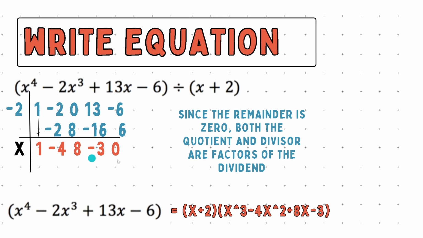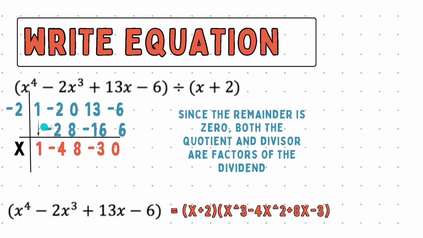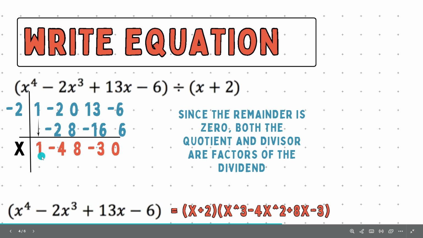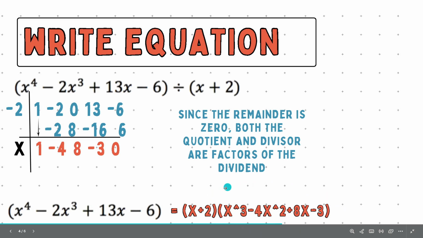So now what we're going to be doing is rewriting our new equation. Using these values, since we divided by x, we're going to just reduce and simplify each one of these exponents. So over here it's going to be x to the power of 3, -4x to the power of 2, 8x minus 3. So that's where I got this equation from over here. And since it is a factor, I just put it right beside here since there's no remainder. And this is our answer for this equation.